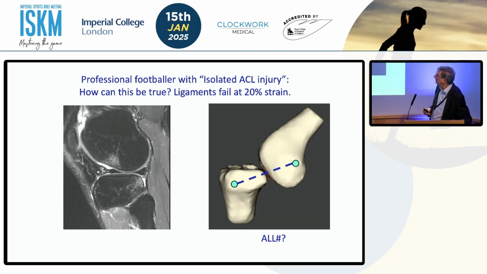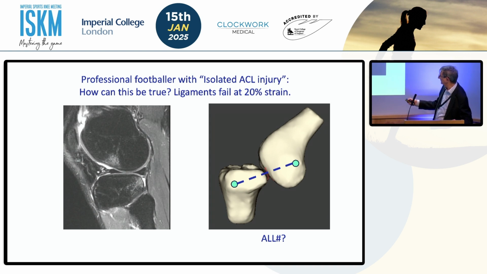Now, if you look at a typical MRI, this is a professional footballer, post-ACL injury, you get this very typical set of bone bruises in the lateral femoral condyle and the posterior rim of the lateral tibial plateau. So here we've made a computer model and reassembled the knee in the posture when the bone bruises occurred. Here, you see the bone bruise are there.